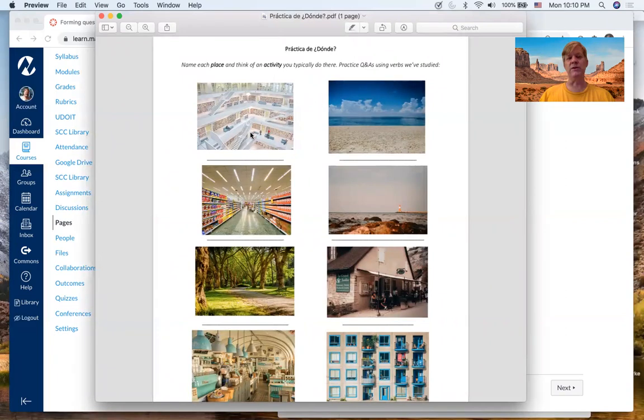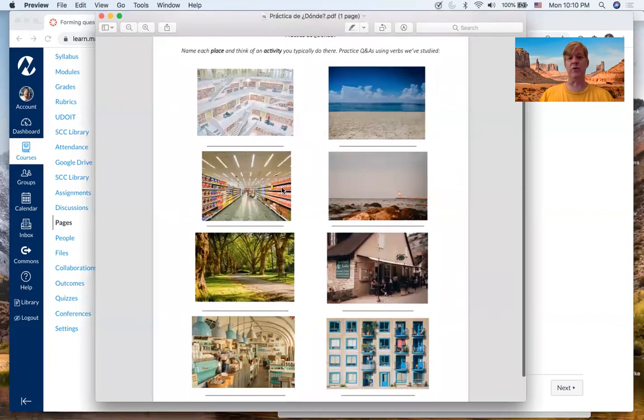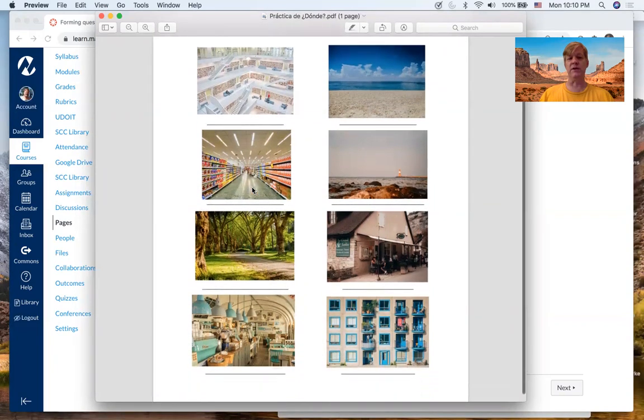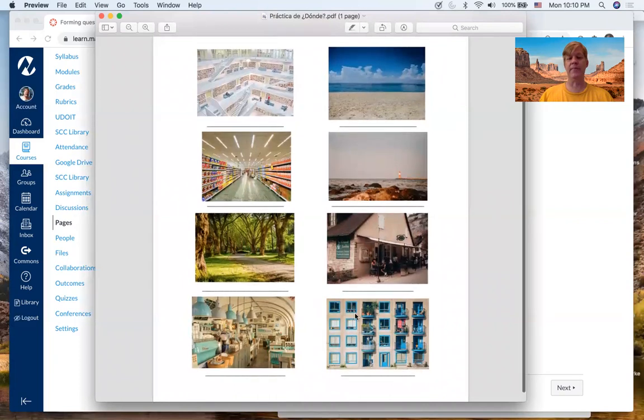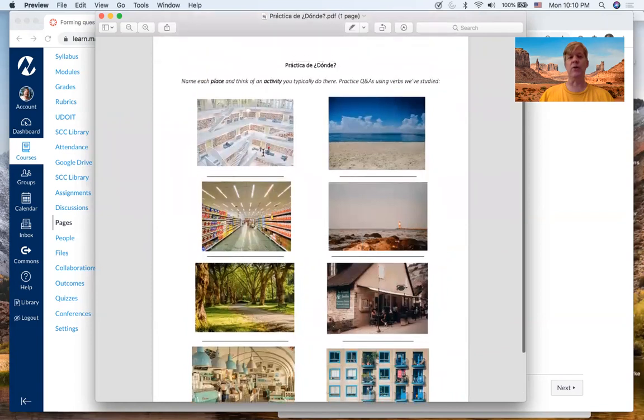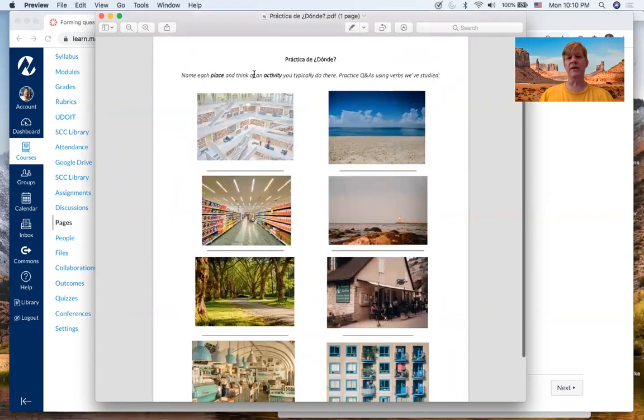What we want to do is look up vocabulary. We've either studied the vocabulary before or used it in one of our activities, or you can look it up. Find the name of the place. So for example, this second one, el supermercado. You can use your imagination to figure out what these places are. Then think of an activity that is typically done there.